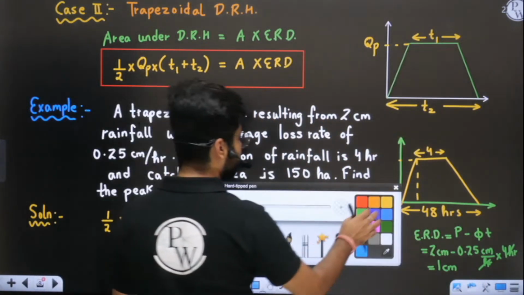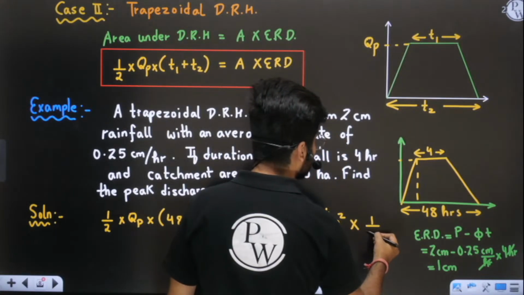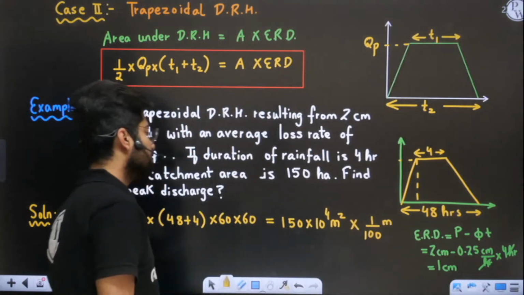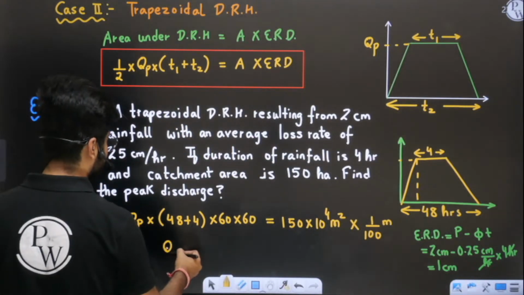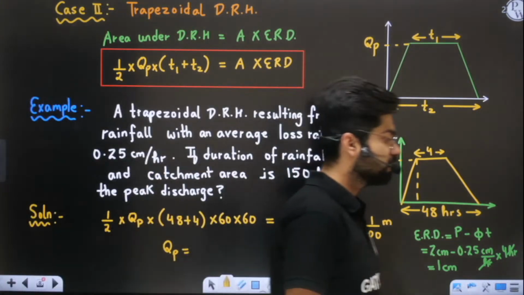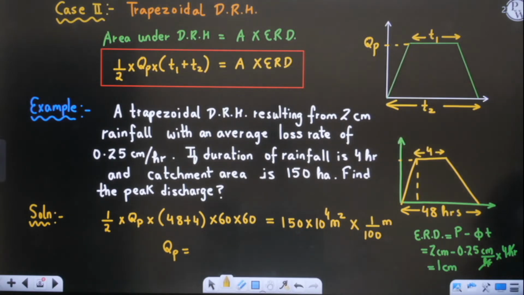Now put this 1 centimeter here. We have to convert 1 centimeter into meter like this. Now we will find the value of QP. When you solve from here, tell me how much you are getting for QP. Yes, this is coming out to be very small.